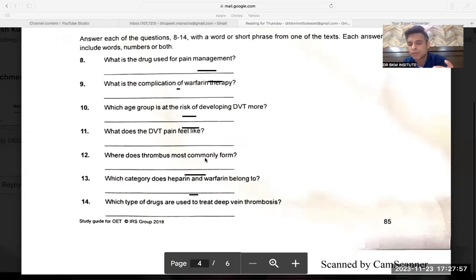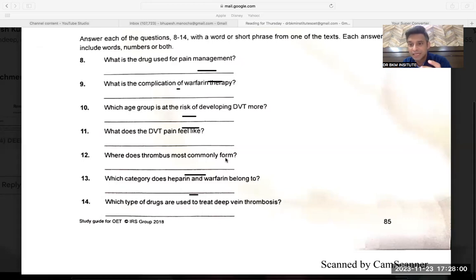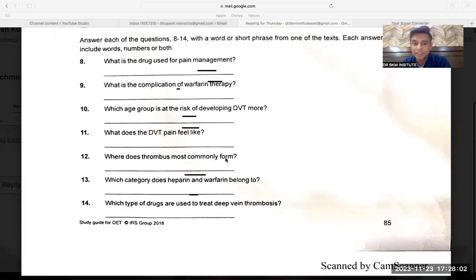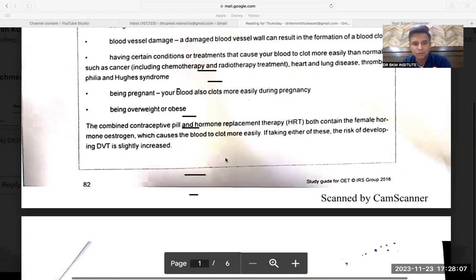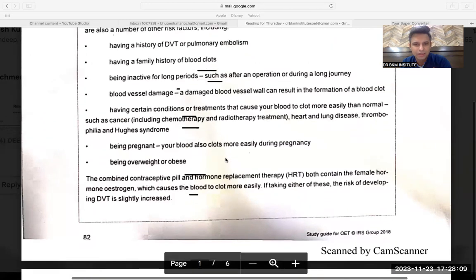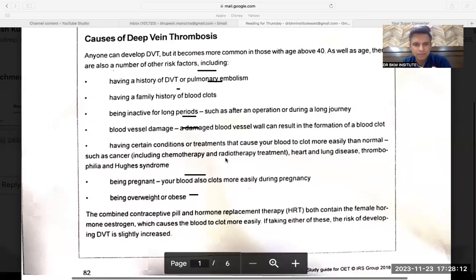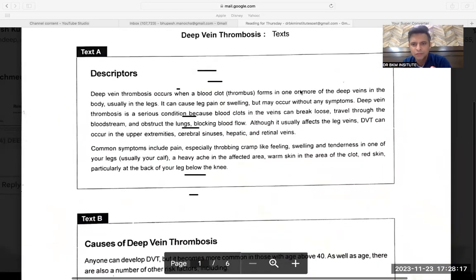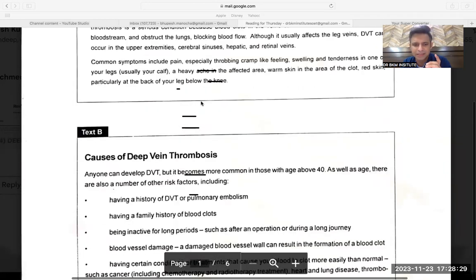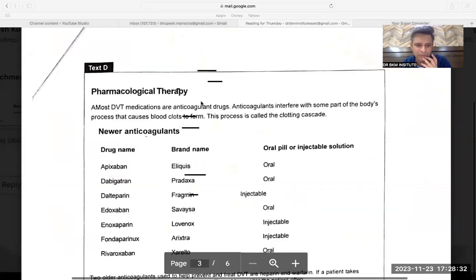Where does the thrombus most commonly form? Thrombus again is a complication, so it should be in part B, or in A. Thrombus word, it's not given over here. The thrombus word I did read: thrombus forms in one or more of the deep veins in the body. So deep veins, usually in the legs, but I cannot fit in the legs. So deep veins. If it has asked me about the part, then legs can also be the answer.